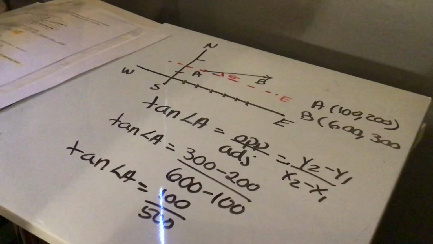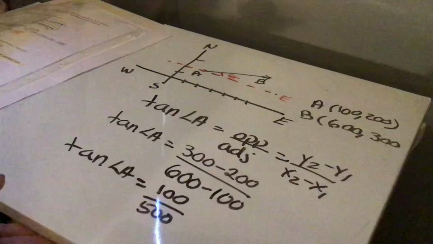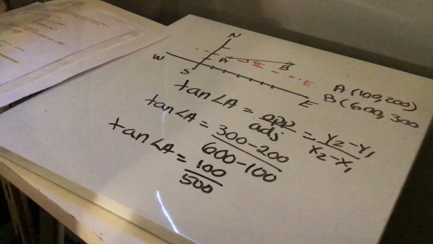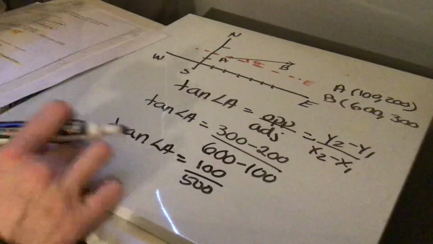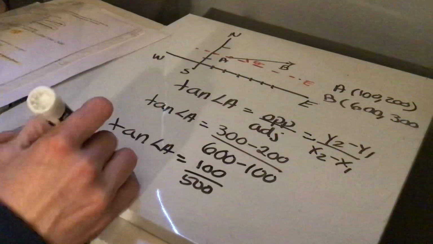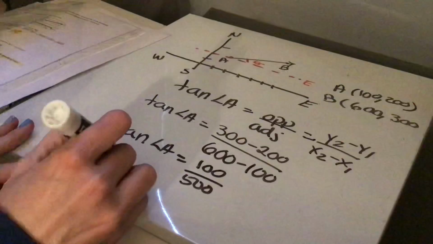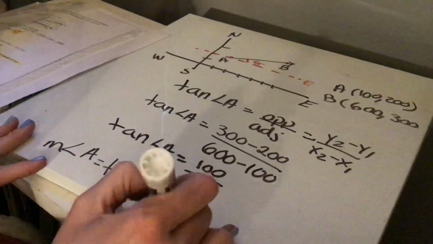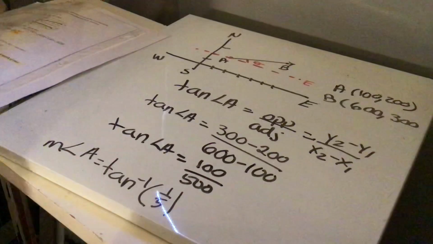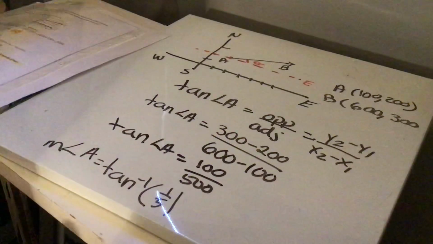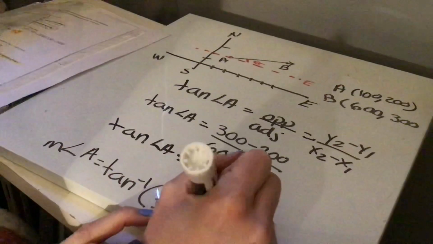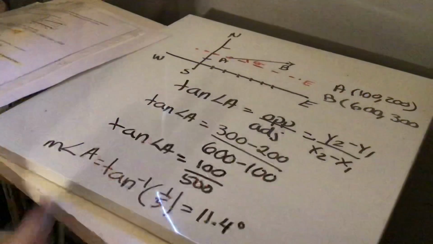And then we know our inverses. So we can take the tangent inverse to get the measure of angle A by itself, and that's going to be the tangent inverse of 1 over 5. And you would have to use your calculator for that, right? That's not something we know how to find. And when we do that, we end up getting that the angle is 11.4 degrees.